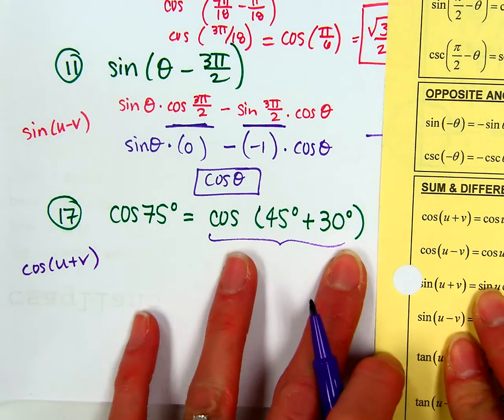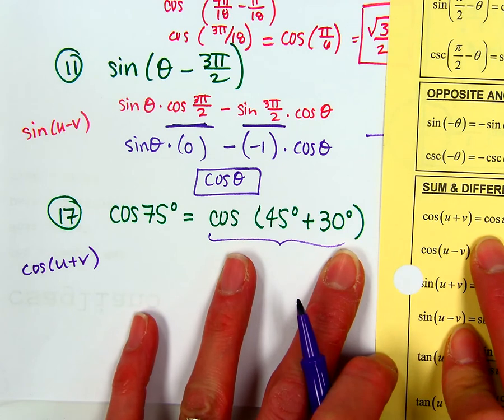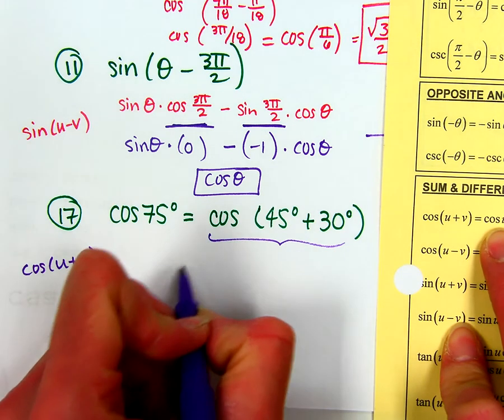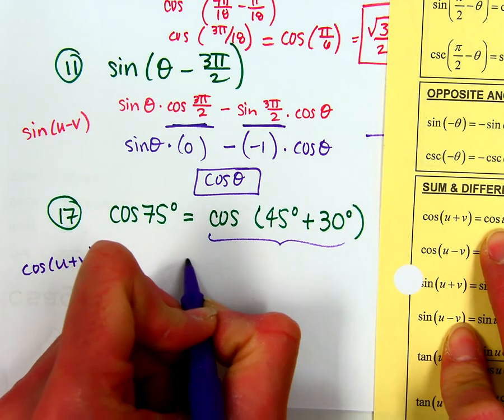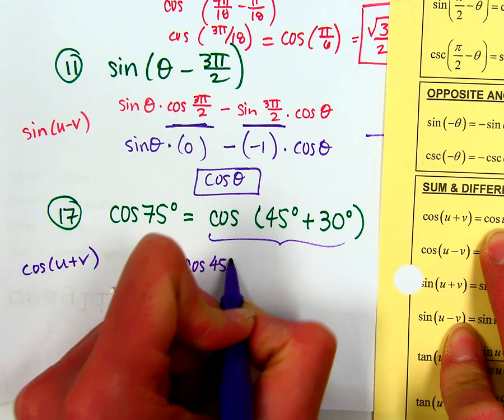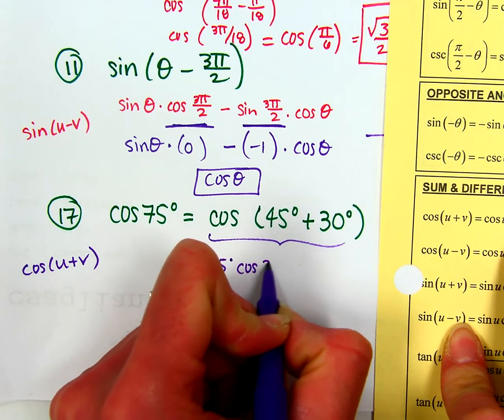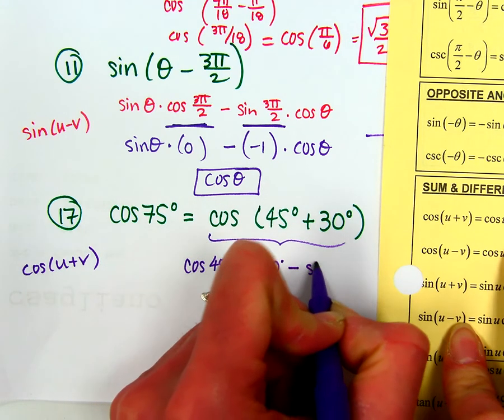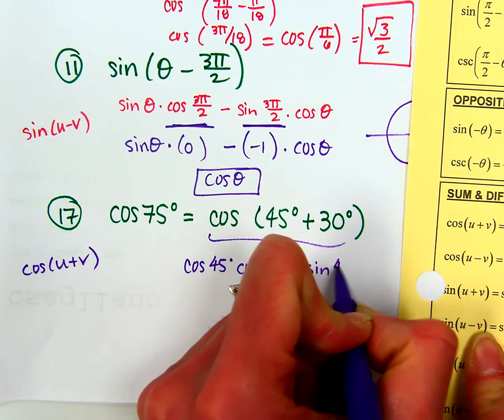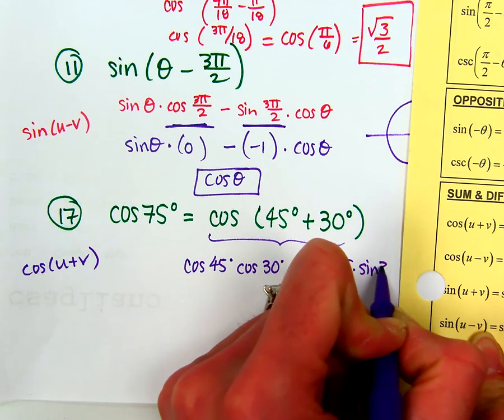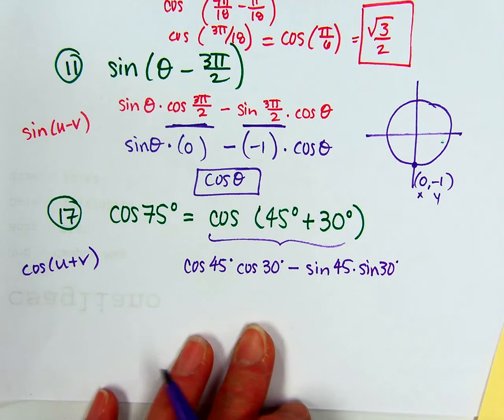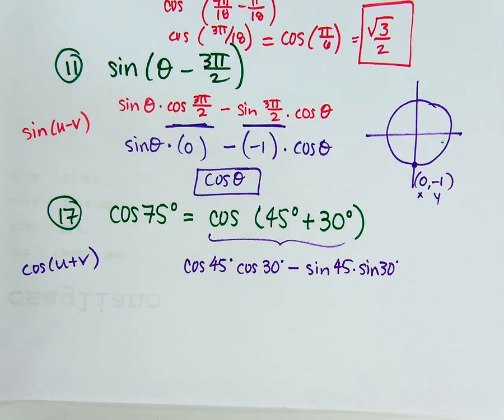Okay, so we're just going to expand this, and if you look at your cosine of u plus v, just follow along on your identity sheet. So you have cosine of the first angle times cosine of the second angle minus sine of the first angle times sine of the second angle.